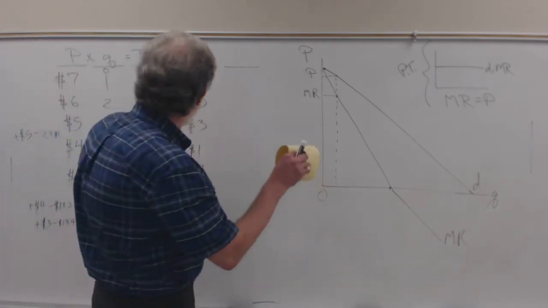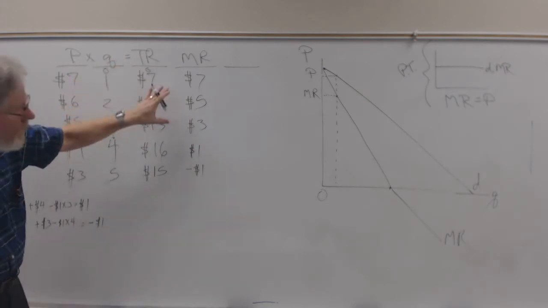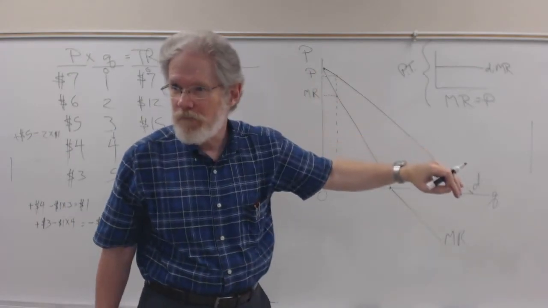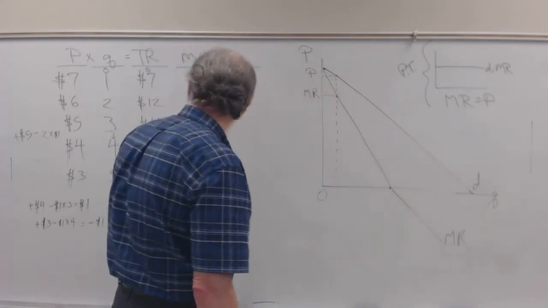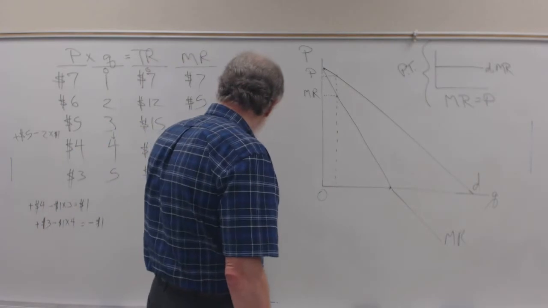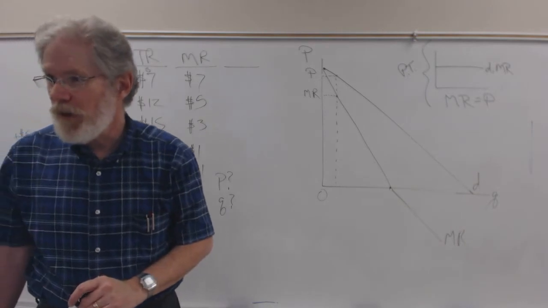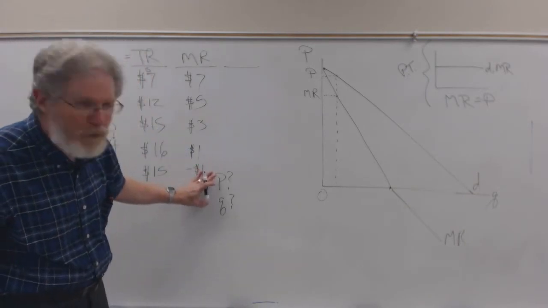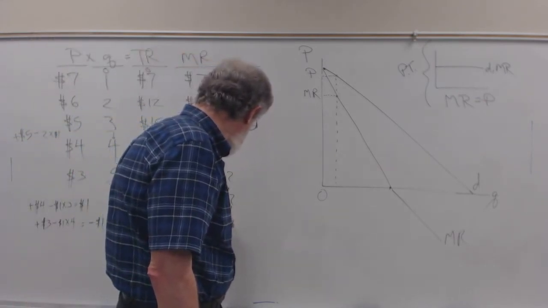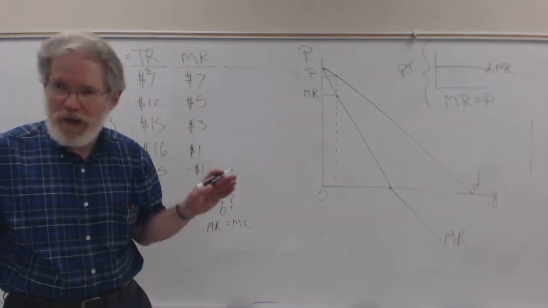So all we've done here is take basically our numbers from here and show what the MR curve is going to look like. The goal is to answer the question, what price is the firm going to charge, and what quantity is the firm going to produce? And all we have to do to answer both of those questions is to ask, where are marginal revenue and marginal cost going to be equal? All we have to do.